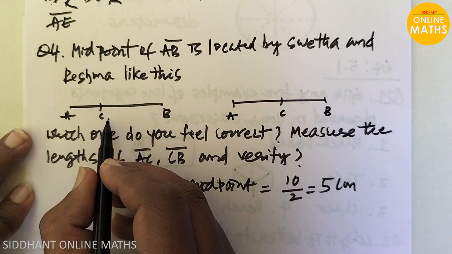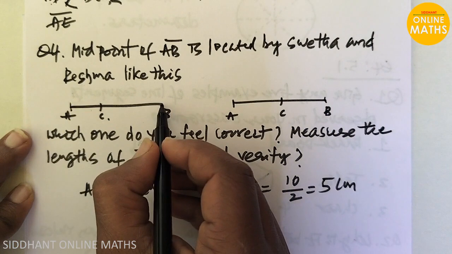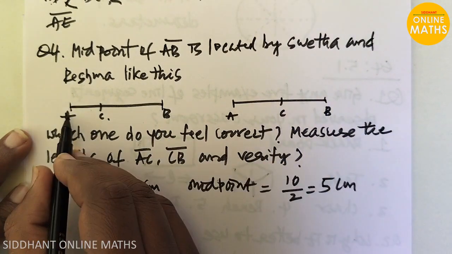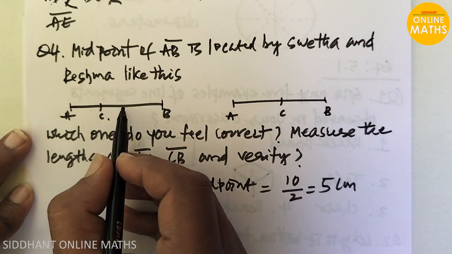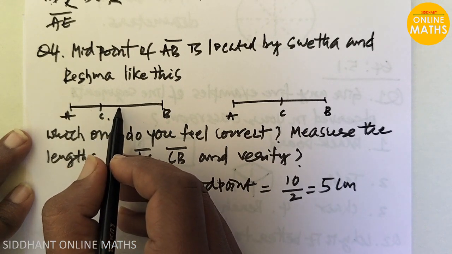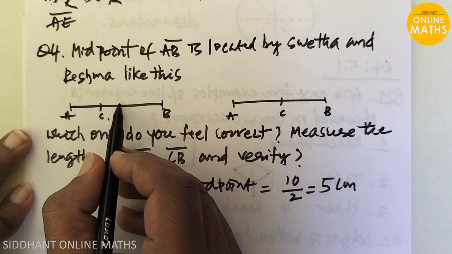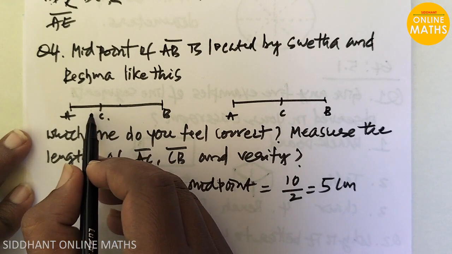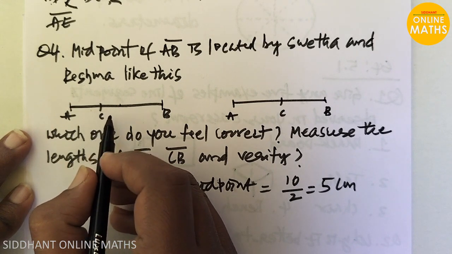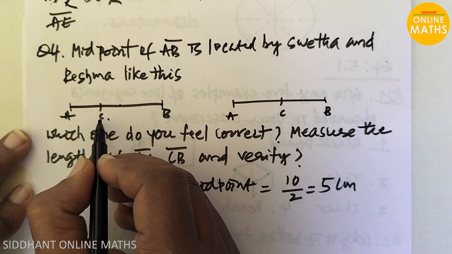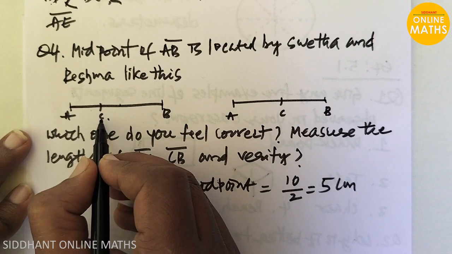So suppose this is the AB, okay. Now if the length of this is 10 centimeter, then you are going to see the midpoint at 5 centimeter. So it should be located here, but it is less. So we can say with this concept that this point C is not the midpoint here.